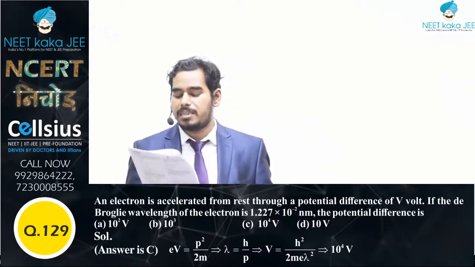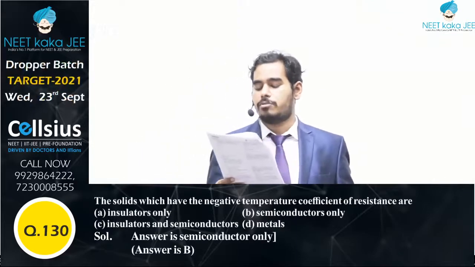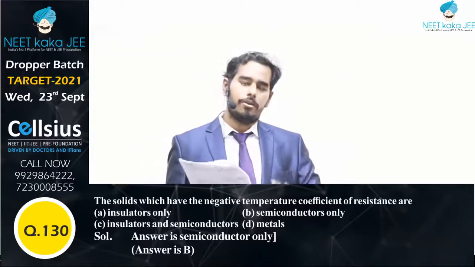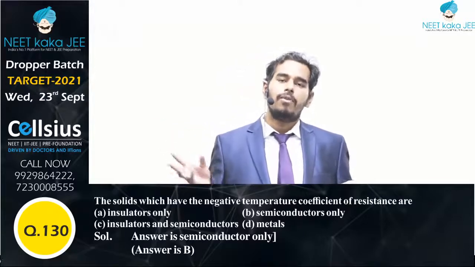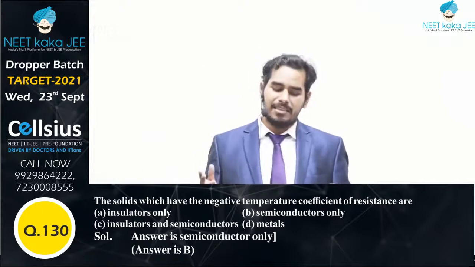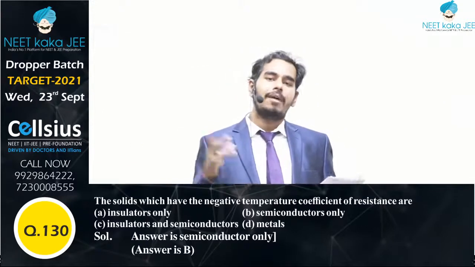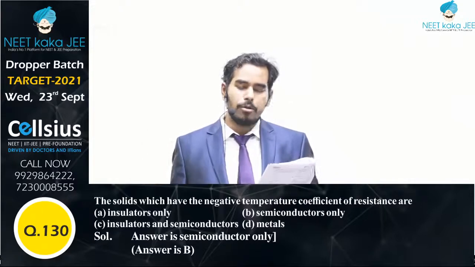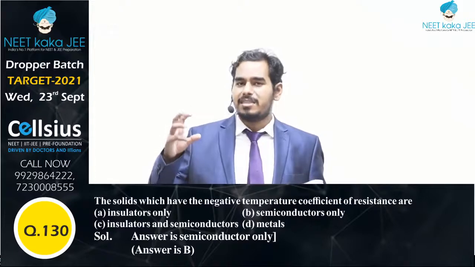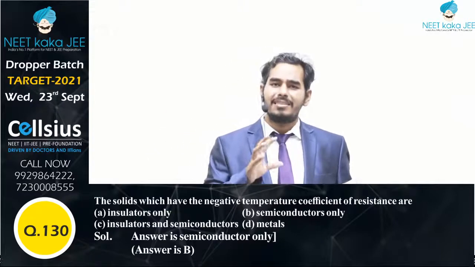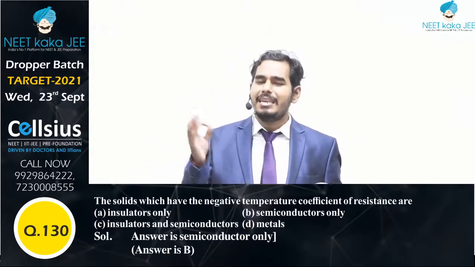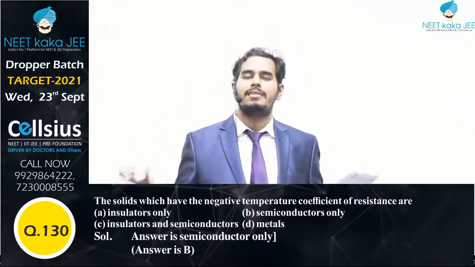Now question number 130 states: the solids which have negative temperature coefficient of resistance. Negative temperature coefficient of resistance is defined for semiconductors only, because when you increase the temperature, the conductivity of semiconductors increases. Somebody may also answer insulators and semiconductors both, but in the case of insulators, as far as an ideal insulator is concerned, with rise in temperature you cannot see a decrease in the resistance. That is why they are known as ideal insulators.